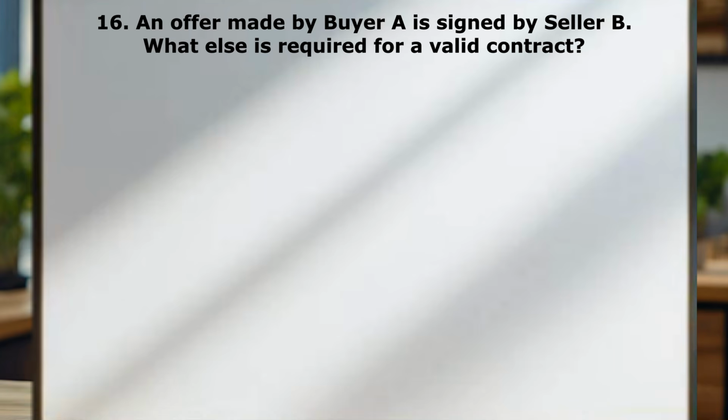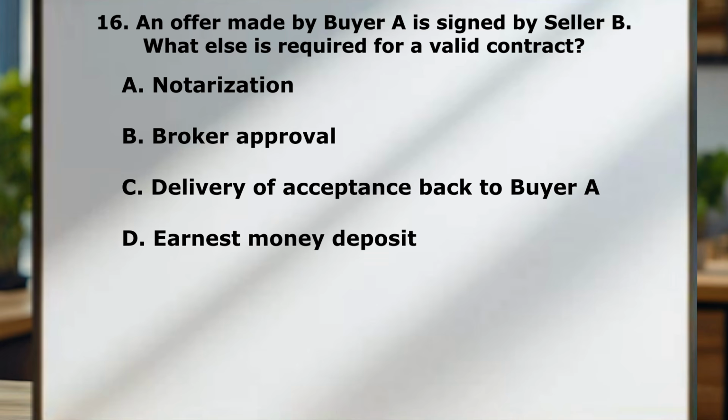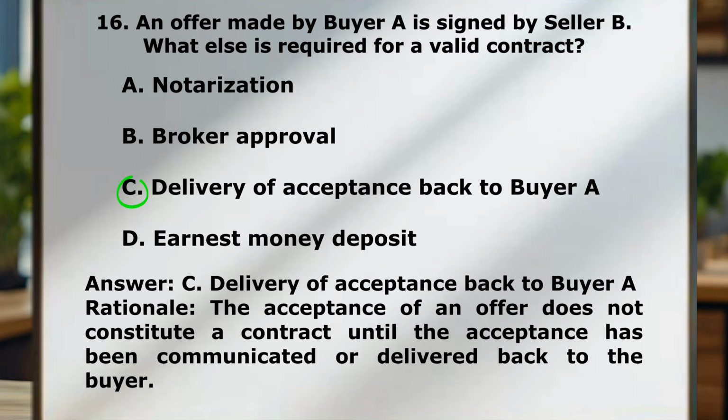Question number 16. An offer made by buyer A is signed by seller B. What else is required for a valid contract? A, notarization. B, broker approval. C, delivery of acceptance back to buyer A. D, earnest money deposit. Correct answer here is C, delivery of acceptance back to buyer A. So the acceptance of an offer does not constitute a contract until the acceptance has been communicated or delivered back to the buyer.